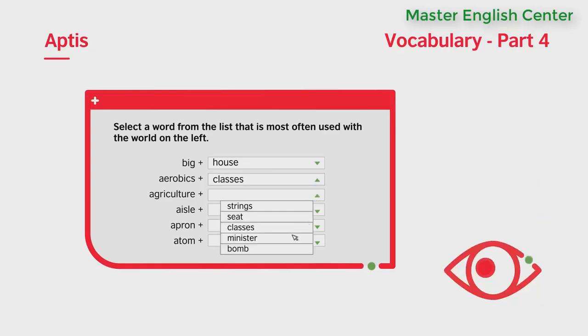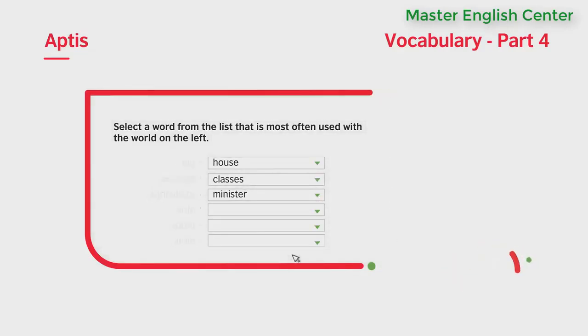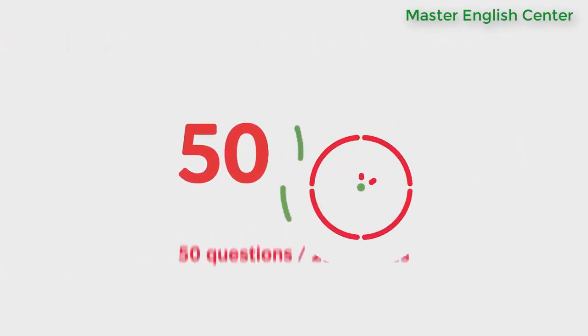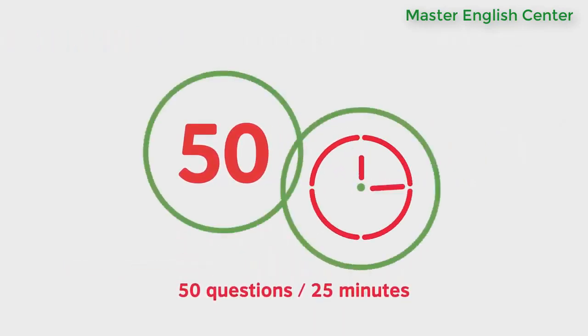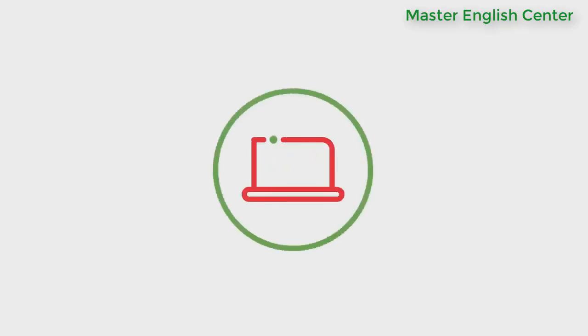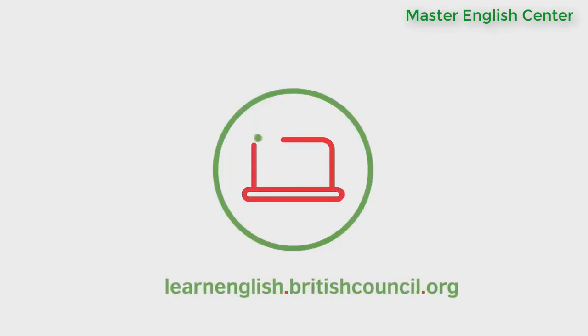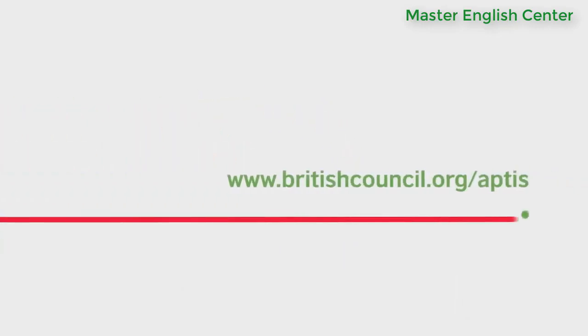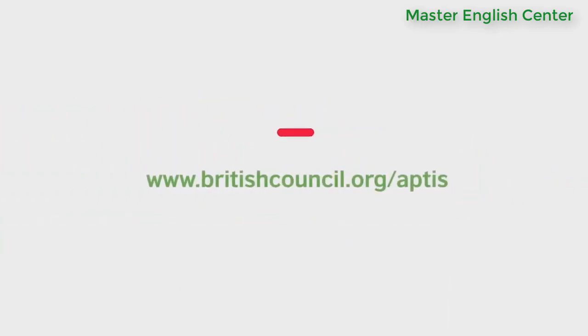Read all the options carefully before choosing your answer. Do not spend too long on any of the questions. Remember, you have to answer 50 questions in 25 minutes. If you can't think of the answer immediately, it's better to continue with the test and then come back to it later. To better prepare, try the Learn English website, which has games and activities to help you improve your vocabulary. For more detailed information, check the candidate guide and take a demo test on our website.